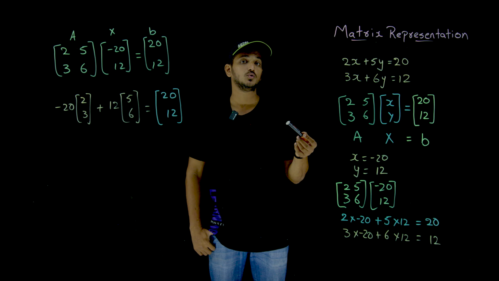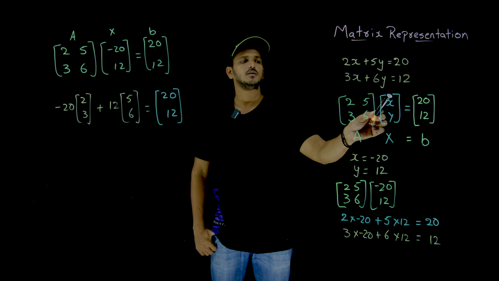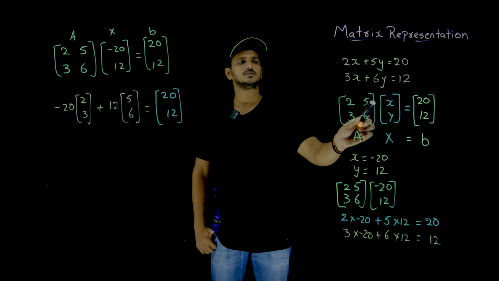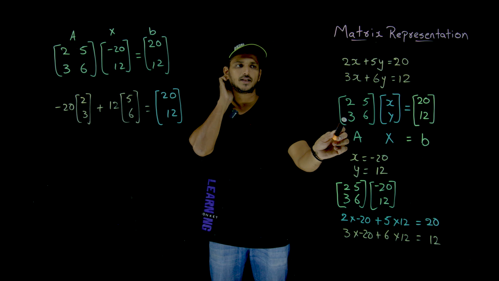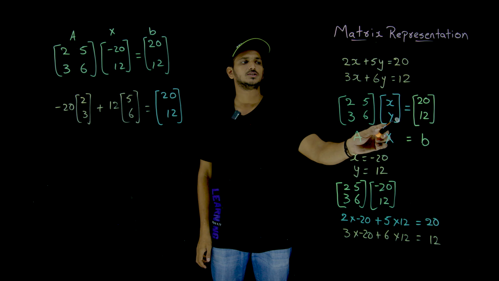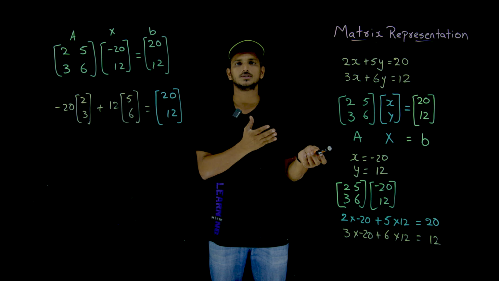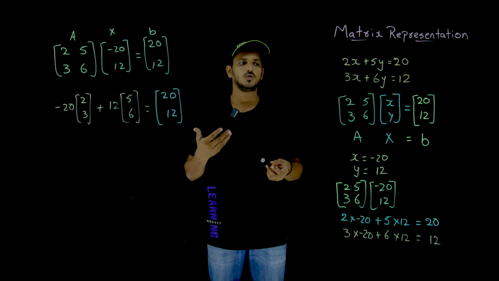See how we are going to do matrix multiplication. Take the first row and multiply with this column. So 2x plus 5y equals 20. Similarly, take the second row and multiply with this column: 3x plus 6y equals 12. This is how matrix multiplication is done. With an example, we will go.